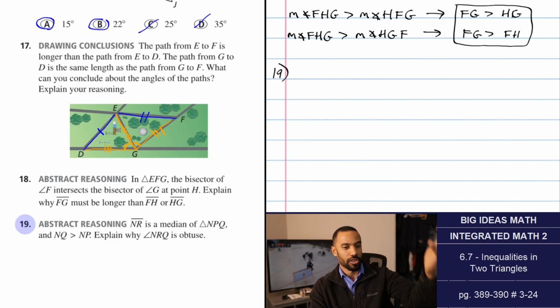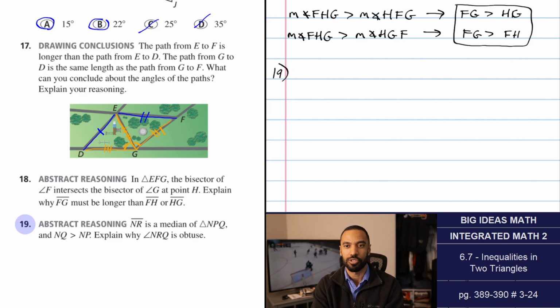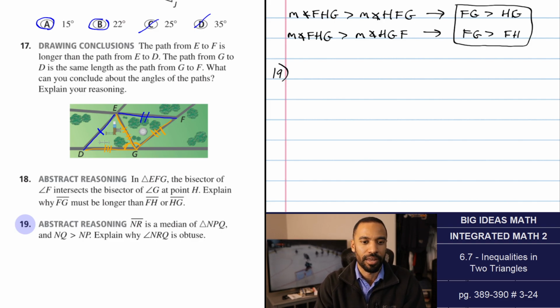I just did 18. Here's another abstract reasoning with 19. I'm probably going to have to do the same kind of thing. So we're going to see where we're going to have to go with this one as well. These are going to be a little tricky.